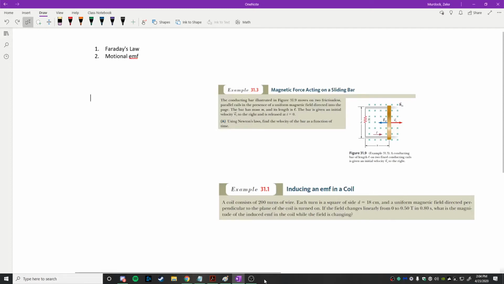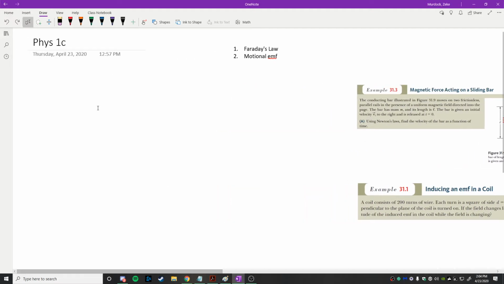Alright, this is Physics 1C for April 23rd. Today we're talking more about Faraday's Law. Just a brief overview of what Faraday's Law states.